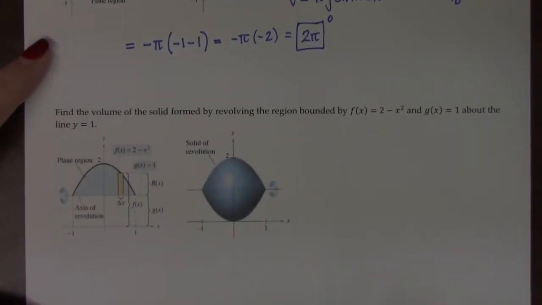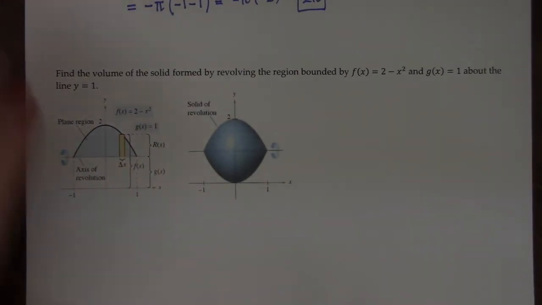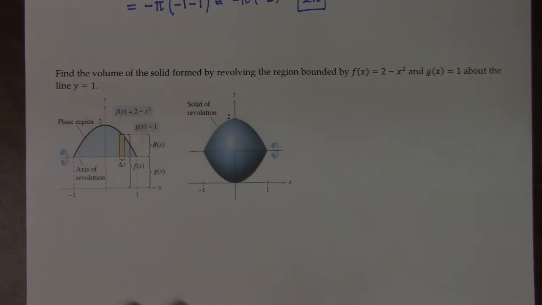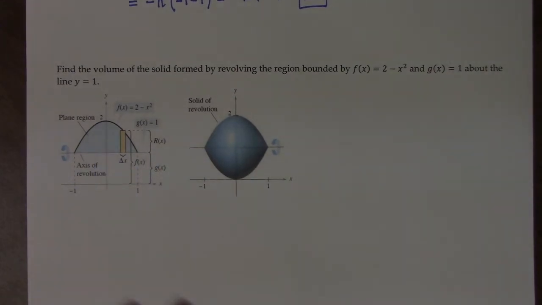All right, let's look at another one. This time we want to take the graph of 2 minus x squared and the graph of g equals 1, which is just a horizontal line at 1, and we want to revolve it around the line y equals 1. So this time we're going to have to make a slight tweak when we look at the radius.